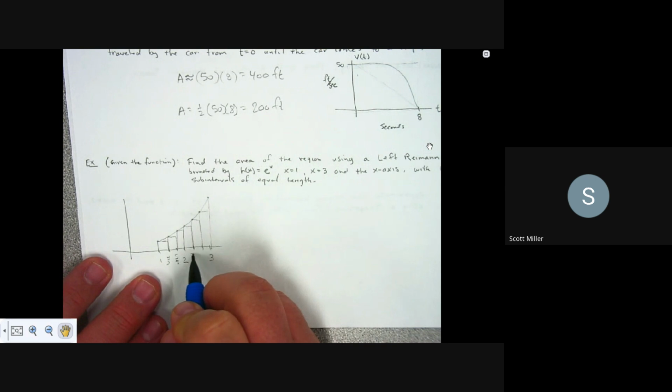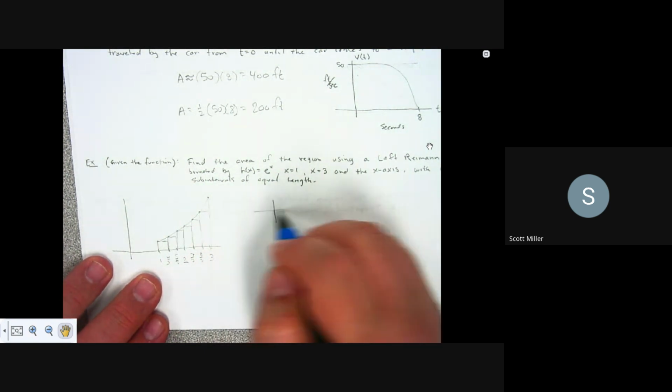Since this is equally spaced, this right here is 3 over 3. So this will be 4 over 3. This is 5 over 3, 6 over 3, 7 over 3, and 8 over 3, and 9 over 3. So I need to make these values. I can use my table to help me figure out those heights.